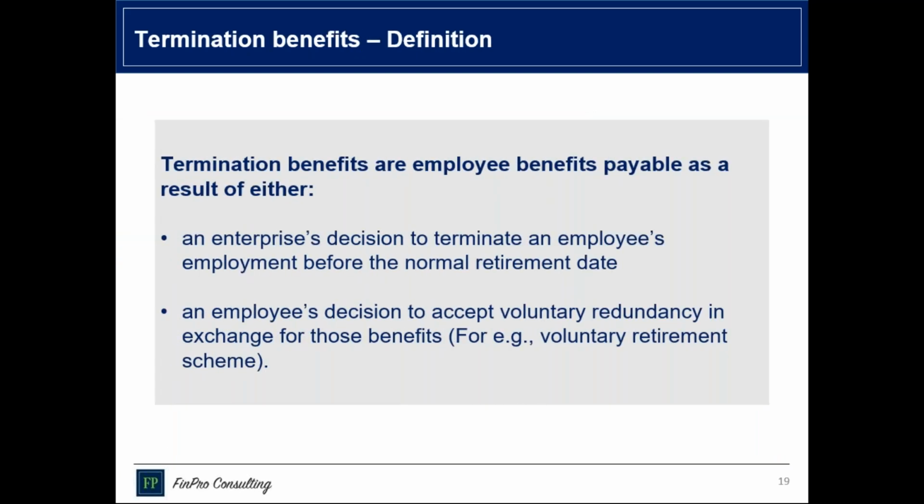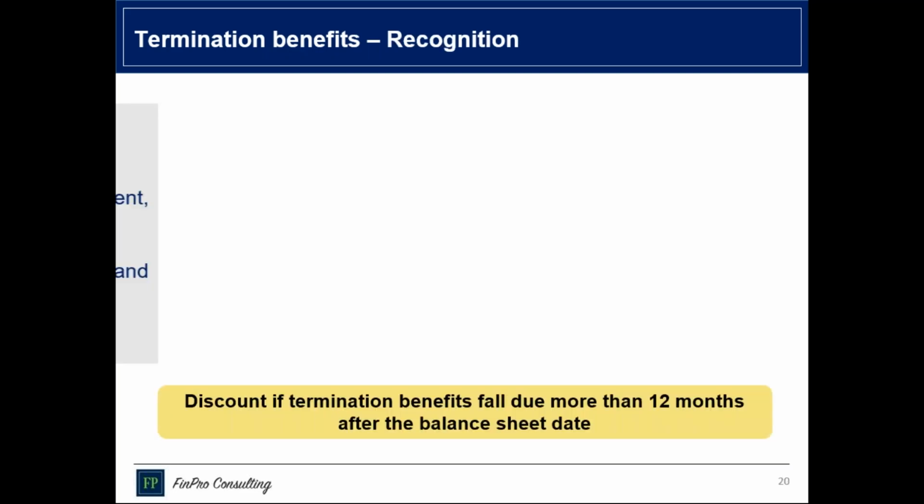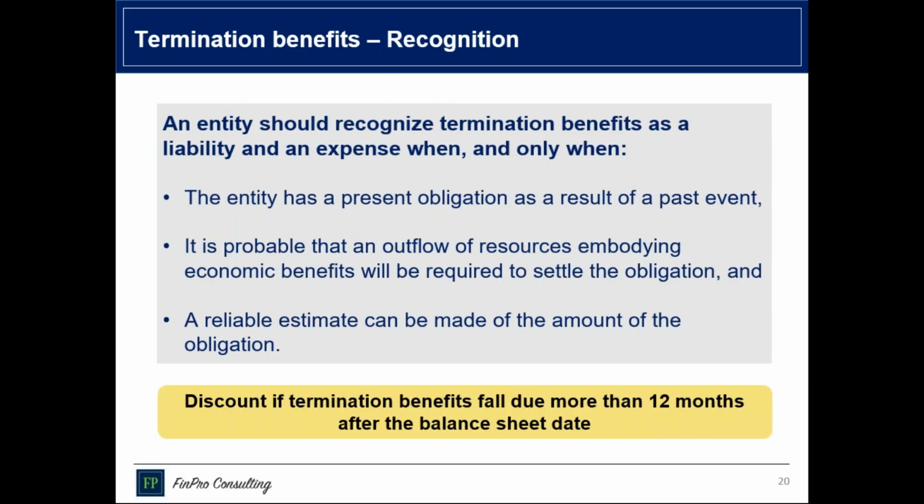And the last one is termination benefits. Termination benefits are payable either on the company's decision to terminate the employee before the retirement date, or the employee's decision to accept the VRS. In either case, you call it a termination benefit. There is no specific recognition criteria. It is again recognized as and when it is accrued.